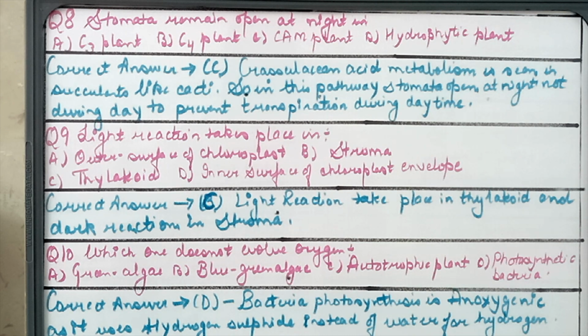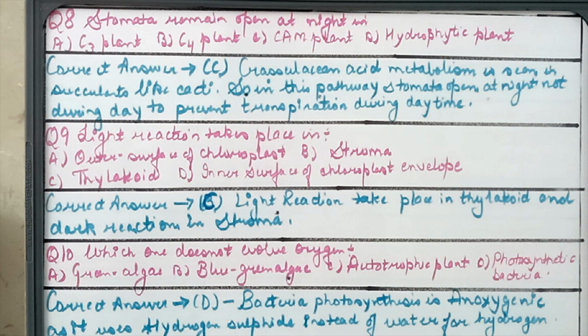Now let us look at question 10. Which one does not evolve oxygen? Green algae, blue-green algae, autotrophic plant, photosynthetic bacteria? The answer would be D, photosynthetic bacteria. You should remember that bacterial photosynthesis is anoxygenic, means it does not evolve oxygen like plants.